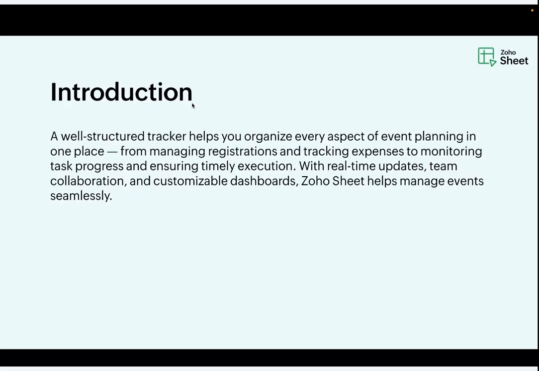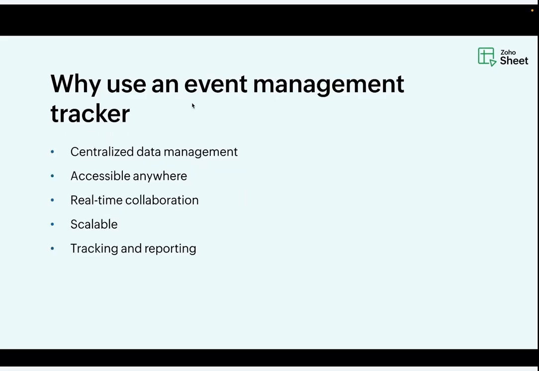Organizing an event involves managing countless details, from guest list and logistics to budget, schedules, and vendor coordination. Without a centralized system, tracking all these moving parts can quickly become overwhelming. That's where the event management tracker in Zoho Sheet comes in. This tracker is designed to simplify and streamline every aspect of event planning.